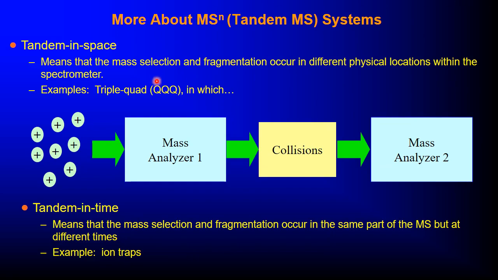More about tandem. Tandem in space means that the mass selection and fragmentation occur in different physical locations within the spectrometer. For example, a triple quad, in which we have mass analyzer 1, then collision, then mass analyzer 2. Tandem in time means that the mass selection and fragmentation occur in the same part of the mass spectrometer but at different times. For example, in ion traps.